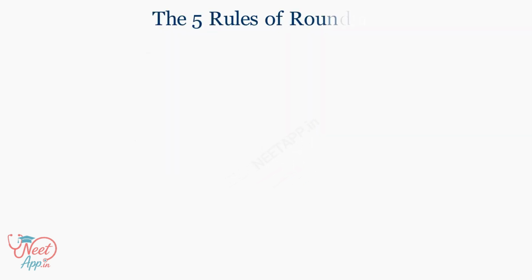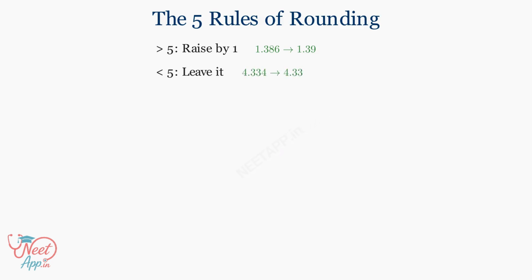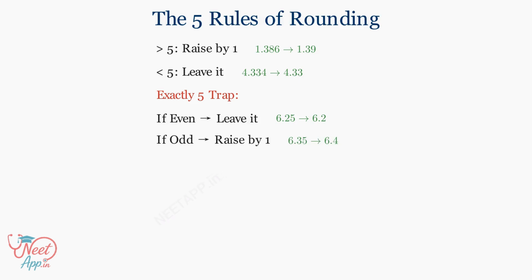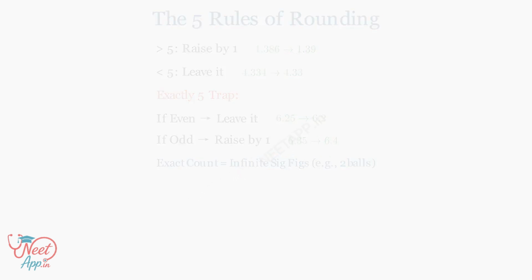Finally, the 5 rules for rounding. If the digit to drop is greater than 5, raise the preceding digit by 1. If it is less than 5, leave the preceding digit alone. But what if the digit to drop is exactly 5? If the preceding digit is even, leave it unchanged. 6.25 becomes 6.2. If the preceding digit is odd, raise it by 1. 6.35 becomes 6.4. And remember, if you are multiplying by an exact count, like 2 balls or 6 faces of a cube, that exact number has infinite significant figures and does not limit your precision.